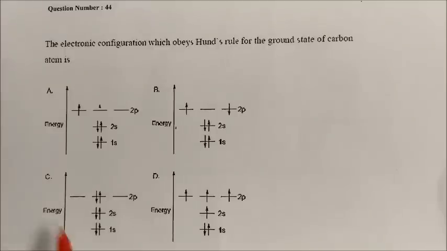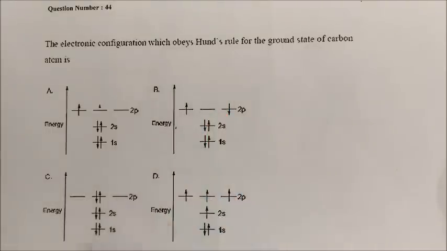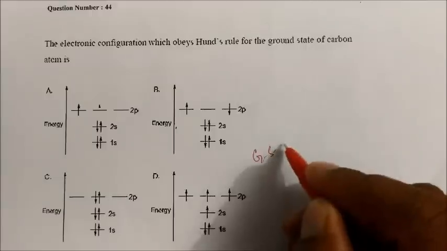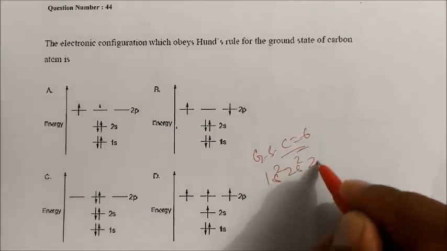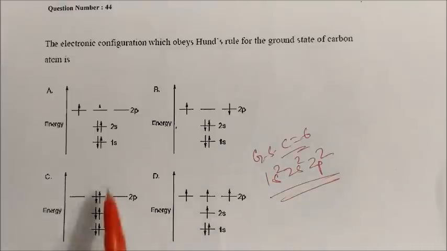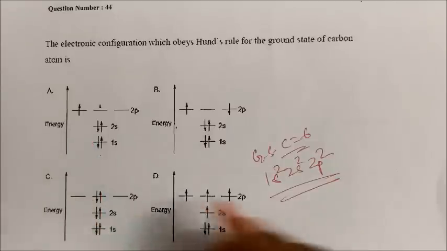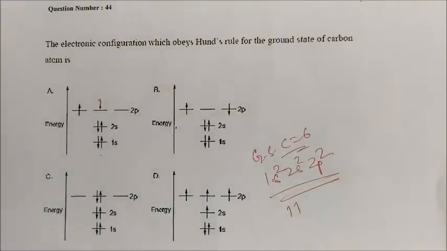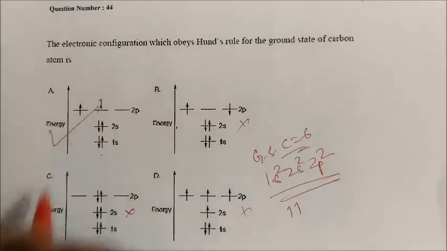Which electronic configuration follows Hund's rule for the ground state of carbon? The ground state of carbon, atomic number 6, is 1s2, 2s2 and 2p2. So 1s2 is matching, 2s2 is matching, and in 2p we have 2 electrons in the same orbital. This is the same plane, so in this case it is not possible, this is wrong. So this is the correct answer.